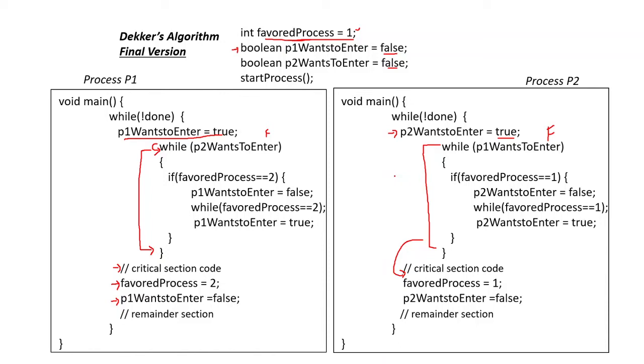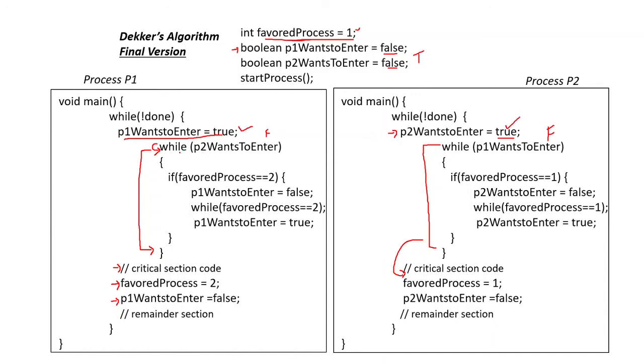Now let's see how it tackles the indefinite postponement problem. Say, let's start with P1. So P1 first enters into the system. Now let us consider that this P2 wants to enter is also evaluated to true. Like these two processes start at the same time. Both set their variables: P1 wants to enter to true and P2 wants to enter to true.